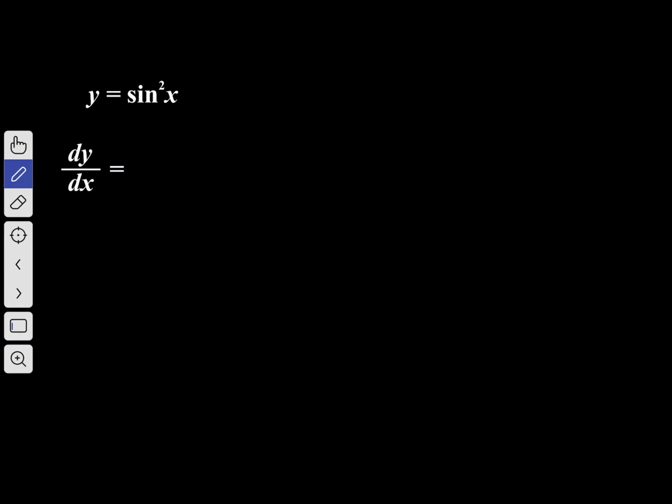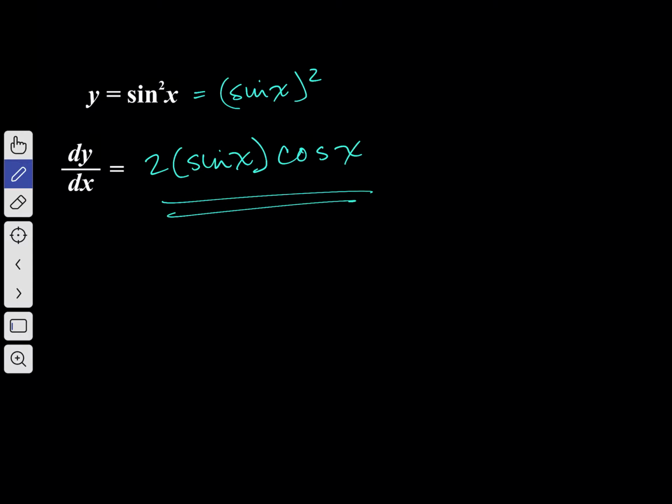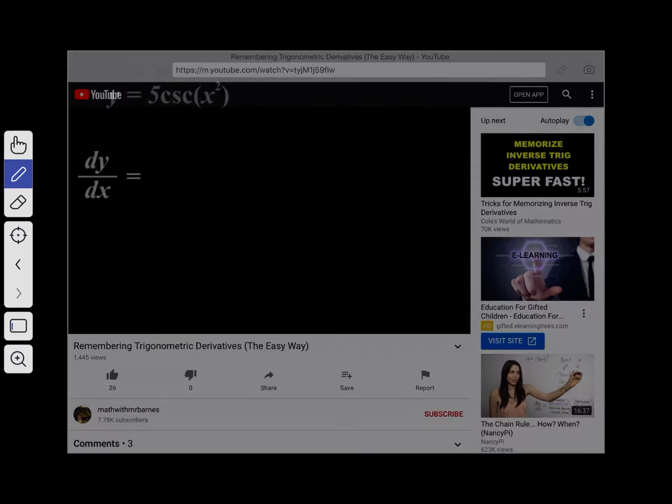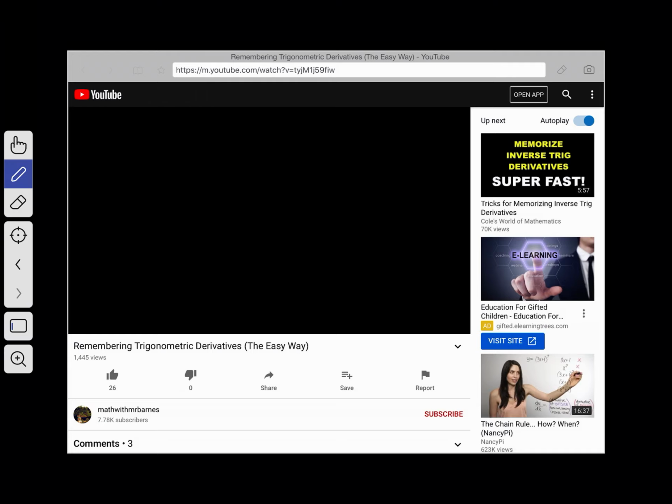Okay, next one, sine squared x. Well, this is the same thing as sine x, quantity squared. So can we do the power rule with the chain rule? Yes, absolutely. The outside function would be x squared, and the inside function is sine x. So this is 2 sine x times the derivative of the inside function. There we go, done. Don't forget your chain rule. And that's it. That was our last example.